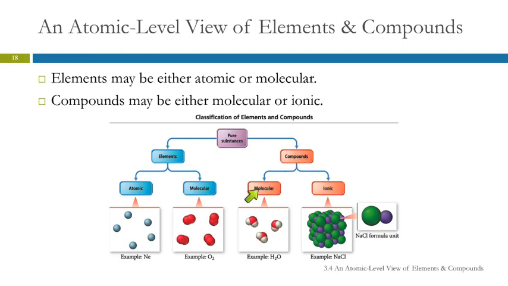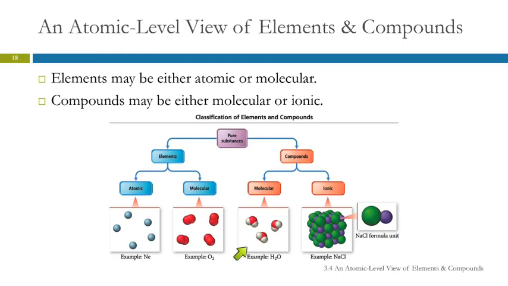For compounds, we can look at molecular compounds or ionic compounds, and these have to do with the kinds of bonds that they have. This is an ionic compound. We've got a metal and a nonmetal. There's a transfer of electrons. They make ions. The ions are attracted to each other by their opposite charges.